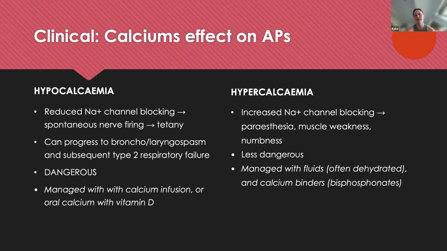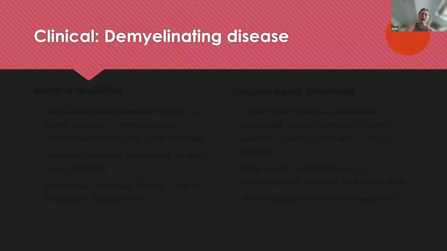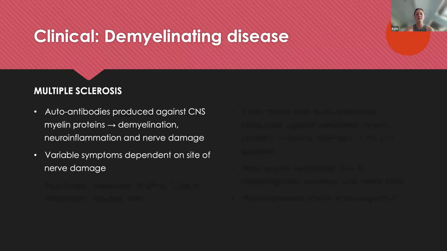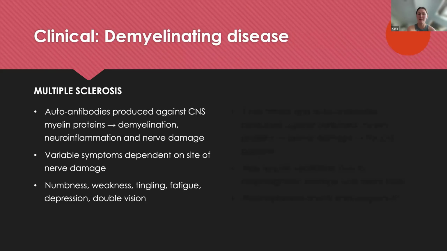Okay, a bit more clinical. This is about types of demyelinating disease. The reason we're talking about demyelinating disease is that myelin helps conduction. So if you have a reduction in myelin, you're going to have less good conduction. One of the most important diseases which is affected by myelination is multiple sclerosis.